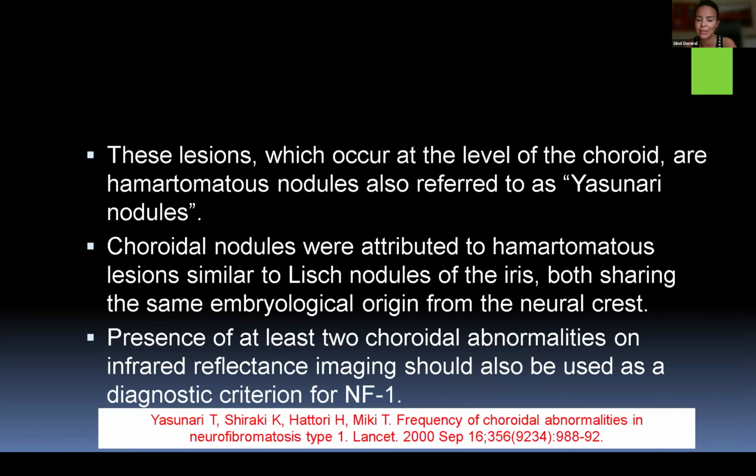And according to the literature, this is the final slide. These lesions occur at the level of the choroid. Those are hamartomatous nodules, called Yasuna nodules, and they were attributed to hamartomatous lesions similar to Lisch nodules we see in the iris tissue. The presence of at least 2 choroidal abnormalities, if you see 2 choroidal nodules in the near-infrared images, it can be assumed that the diagnostic criteria for neurofibromatosis type 1 are met. Thank you very much.